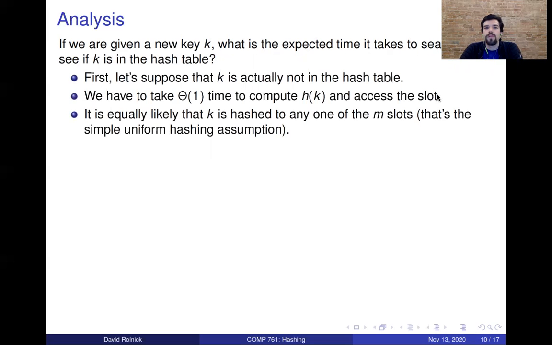Okay. So we'll have to take theta of 1 time, so just constant time, to compute the hash function and then access the slot. And so for example, if there's nothing in the slot, then we're done. It's theta 1 time. But sometimes the slots will have stuff in them, and we'll have to check to see whether k is actually in the slot. And it's equally likely that k is hashed to any one of the m slots. Remember, that's the simple uniform hashing assumption.